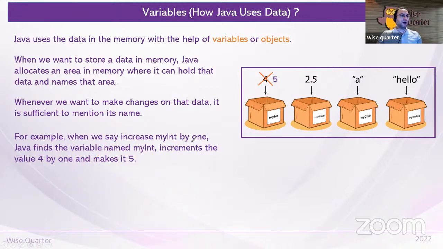It's very simple. You will see why when we enter the coding. So I wanted to explain that part. Okay. From now on, inside of this box, there's 5, only 5. The 4 is deleted from the world.